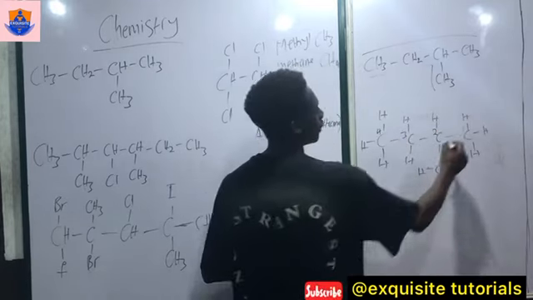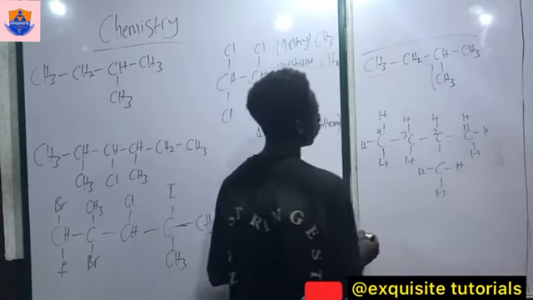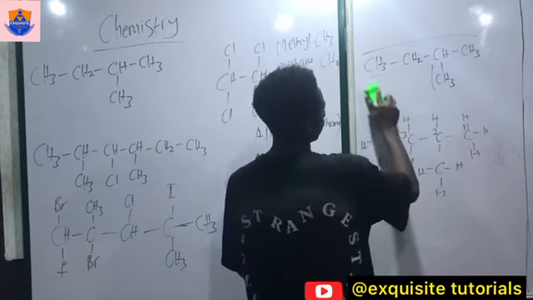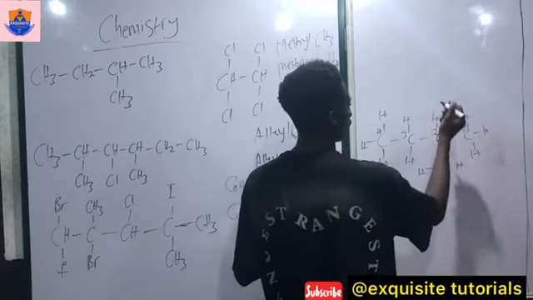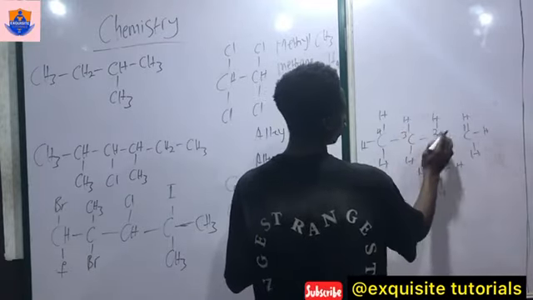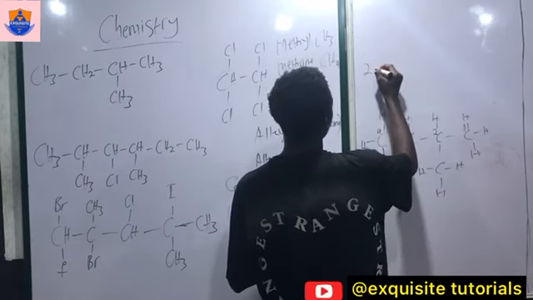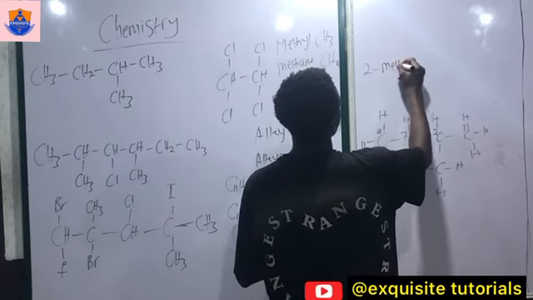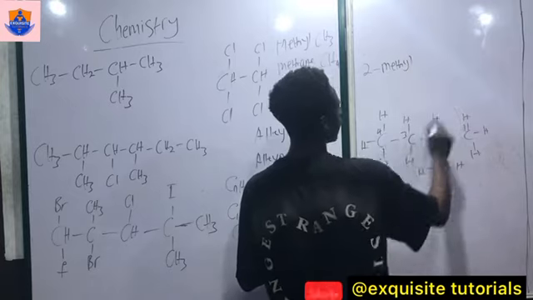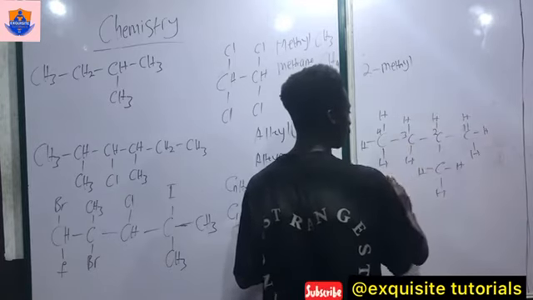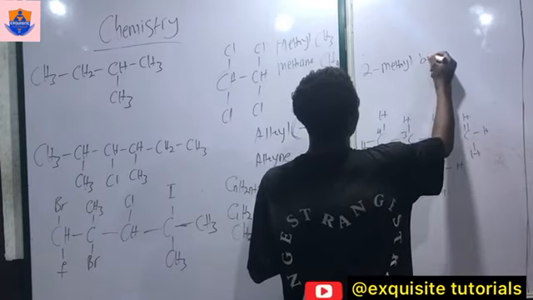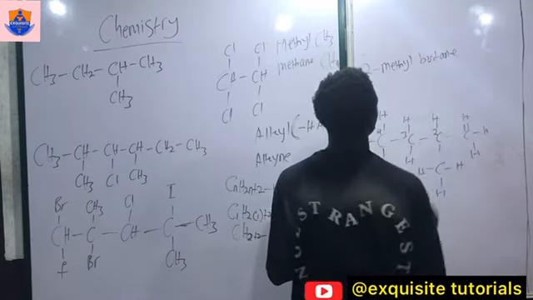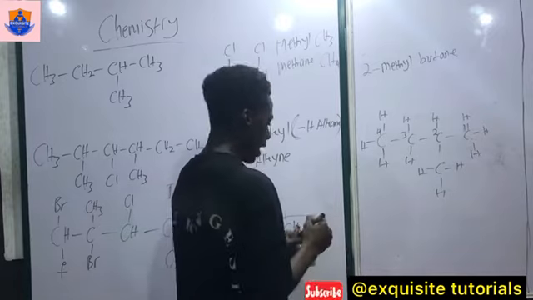All right. So how do we name this? We name this as 2-methyl, 1, 2, 3, 4. There's no other functional group, or no other branch. So we have 2-methyl-butane.